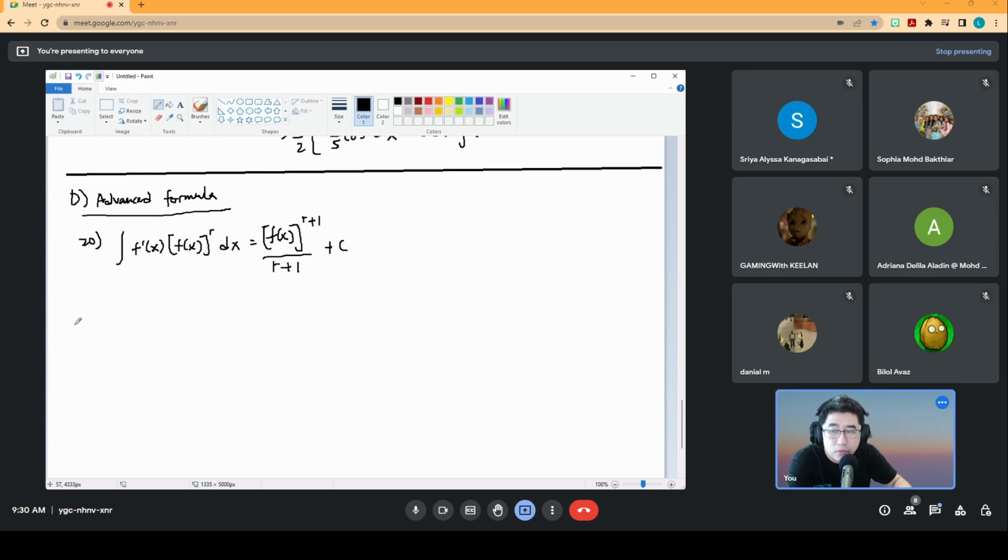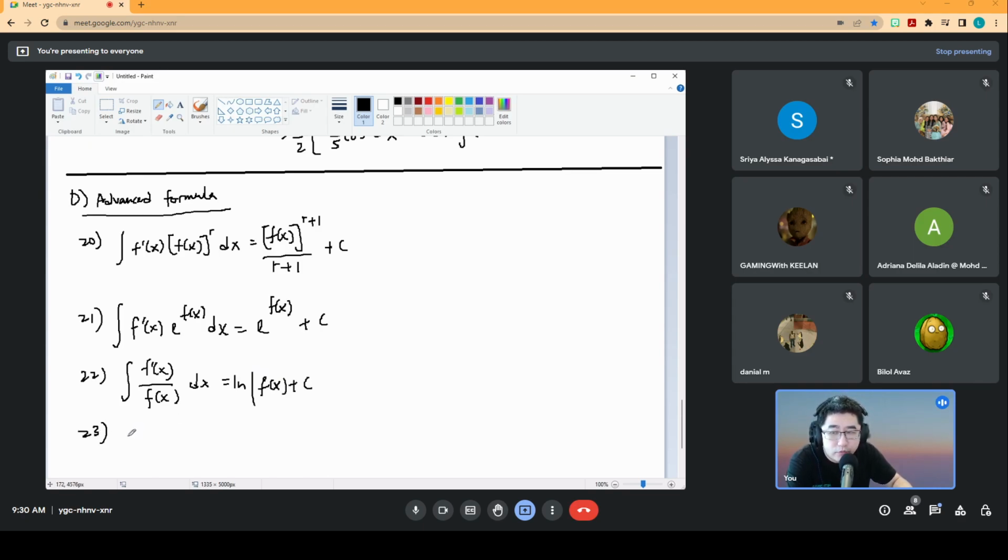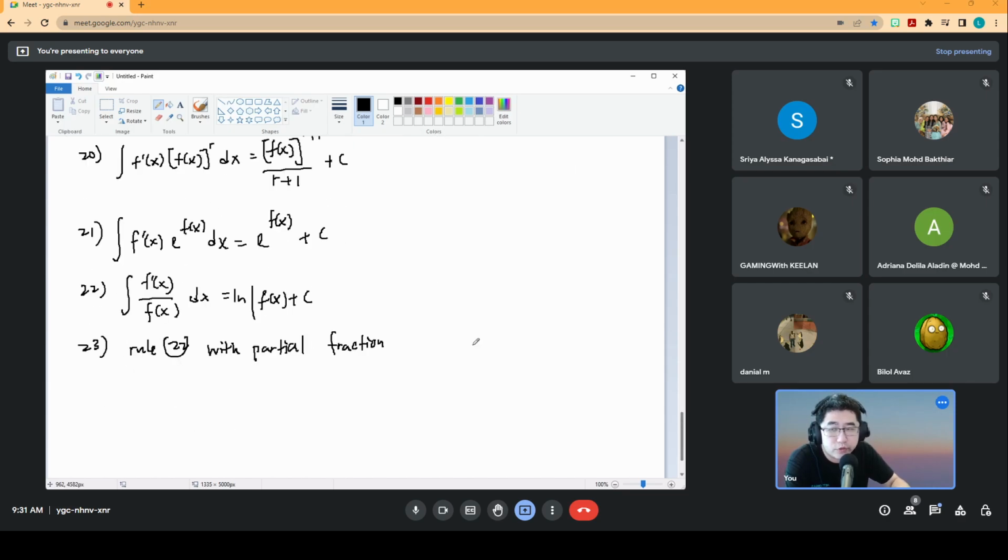plus c. 21, I will have f prime x e to the power fx dx equals e to the power fx plus c. Number 22, I have f prime x over fx dx equals ln of fx plus c. Number 23, I'll have rule 22 with partial fraction. So that means students are expected to know how to apply the algebra to do the partial fraction.